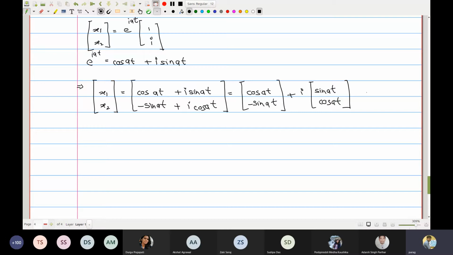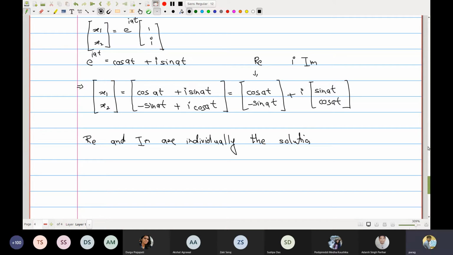Sine 80, cos 80. Right? Now, what is interesting is that this is the real part and this is the imaginary part times i. I am writing here again without proof, it's very easy, you can substitute and find out that the real part and the imaginary part are individually the solutions.